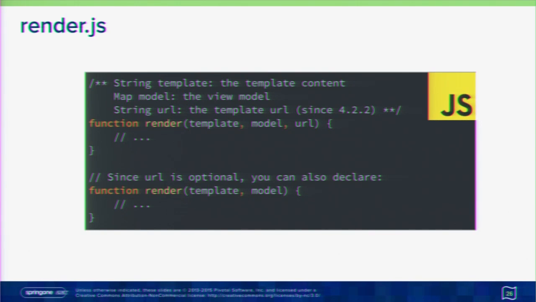So the render function can take 2 or 3 parameters. The first parameter is the template content. So basically, that's a string that will contain the template content. The second one is the model, where you have added the attributes that will be used to render the template. And the third one is optional. This is the URL. So basically, you know here that you are using the home view name.